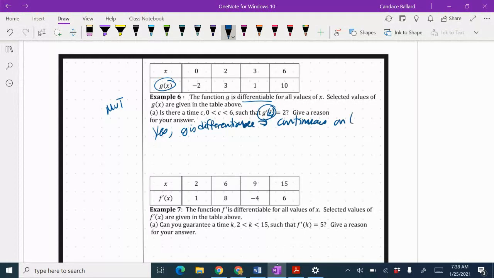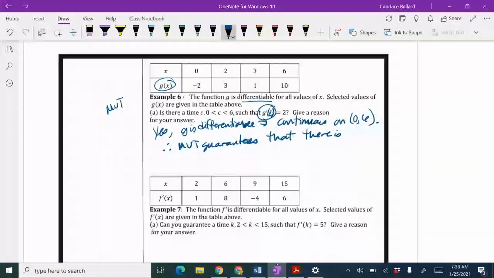On the interval from 0 to 6. And then we want to say the mean value theorem. So we could say, therefore, the mean value theorem guarantees that there is a time, and in this case they used the letter C, so we're going to use C, between 0 and 6, such that, and then I want to actually show the calculation for that value.